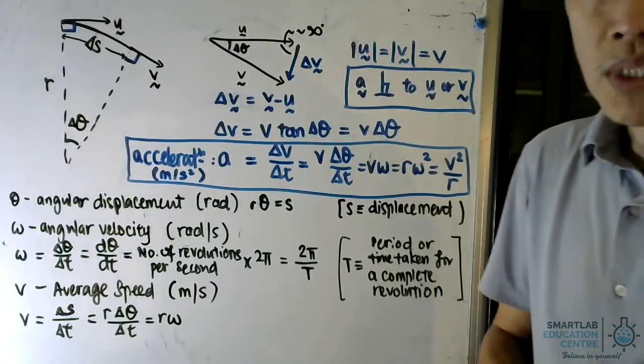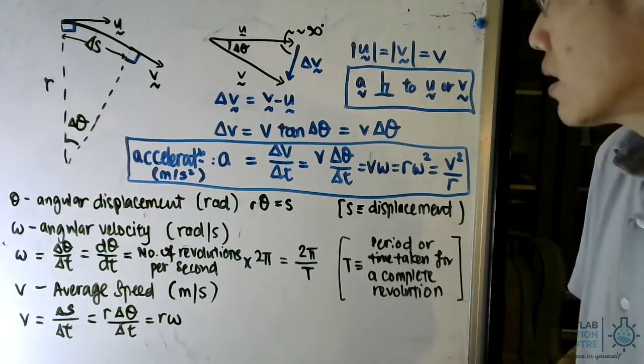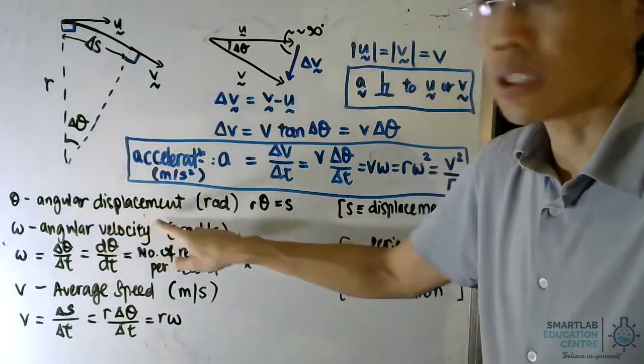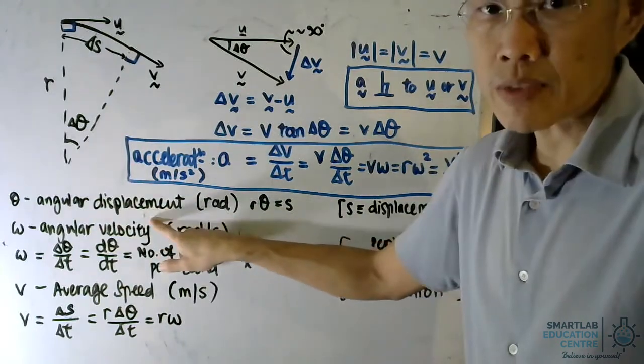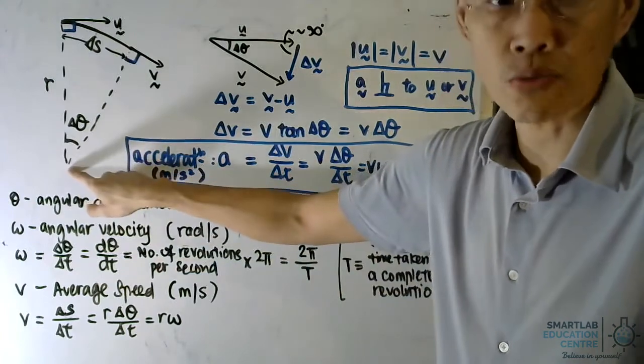Let's now study the formulae regarding circular motion. Before that, let's take a look at some definitions. The first definition we're looking at is angular displacement. Angular displacement is the angle theta an object moves through with respect to the center of rotation.